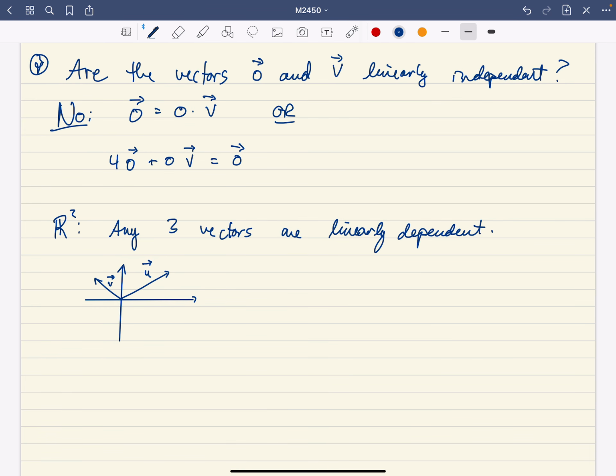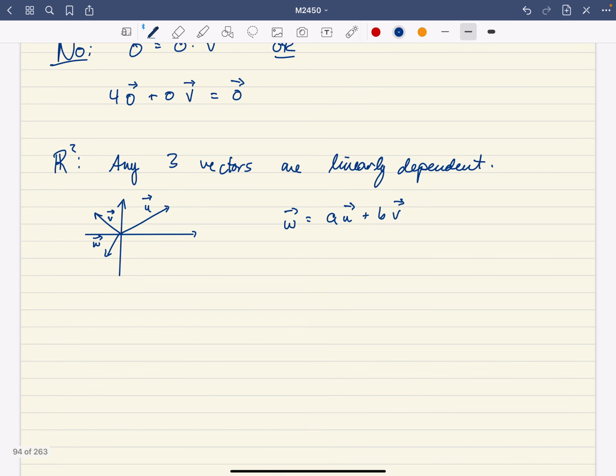But there's a problem with that. And the problem is that we've already seen that in R2, 2 vectors that do not lie along the same line are going to span R2. In other words, every vector in the plane can be written as a linear combination, so it doesn't matter what the vector is. Every other vector can be written as a linear combination of u and v. And therefore, the 3 vectors are going to be linearly dependent. It does not matter what this vector is. Okay, so that's the argument. Any 3 vectors in R2 are linearly dependent.